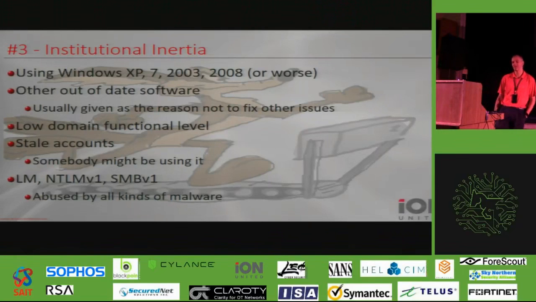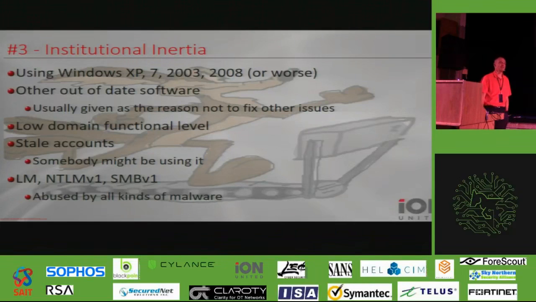I mean, there's XP, Windows 7, 2003, 2008, or worse out there in our environment. I blame inertia for most of it. Nobody is willing to actually stand up and do something about it. So do something about it. And there's other out-of-date software, which is usually the reason that you're running Windows 2003, right? So have that conversation. Sorry, that's on the next slide. I'll get to the fixes in a second.